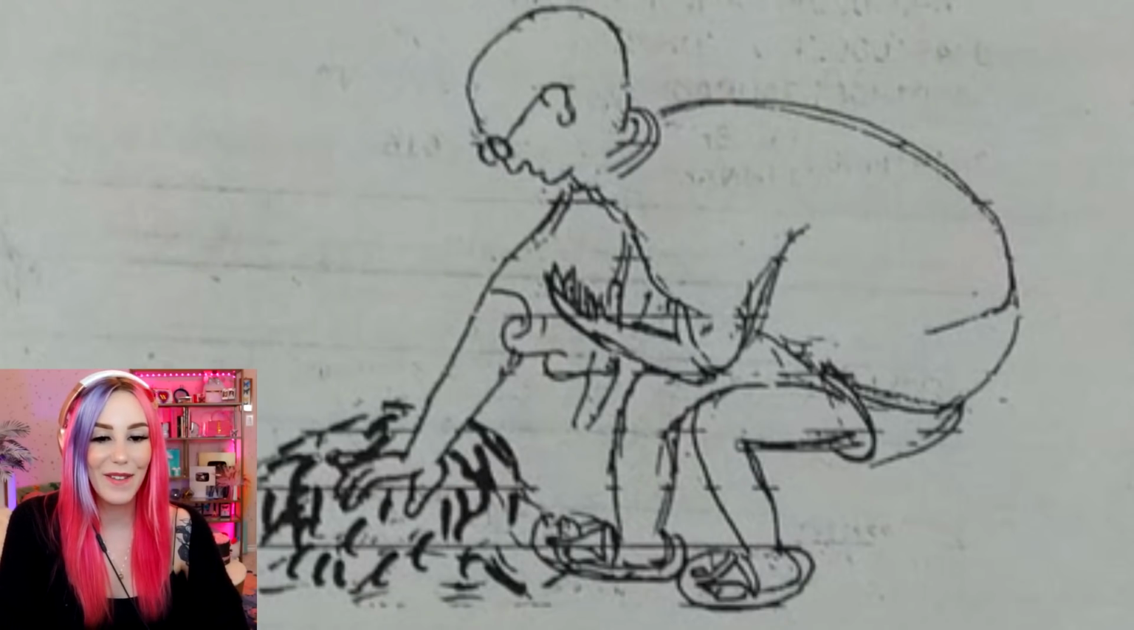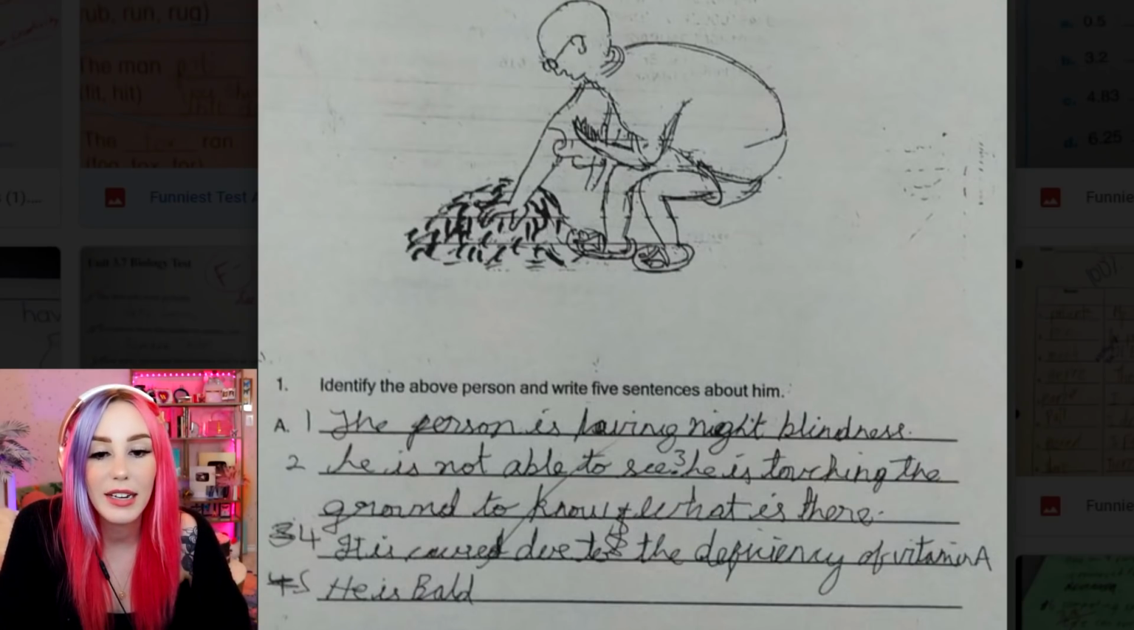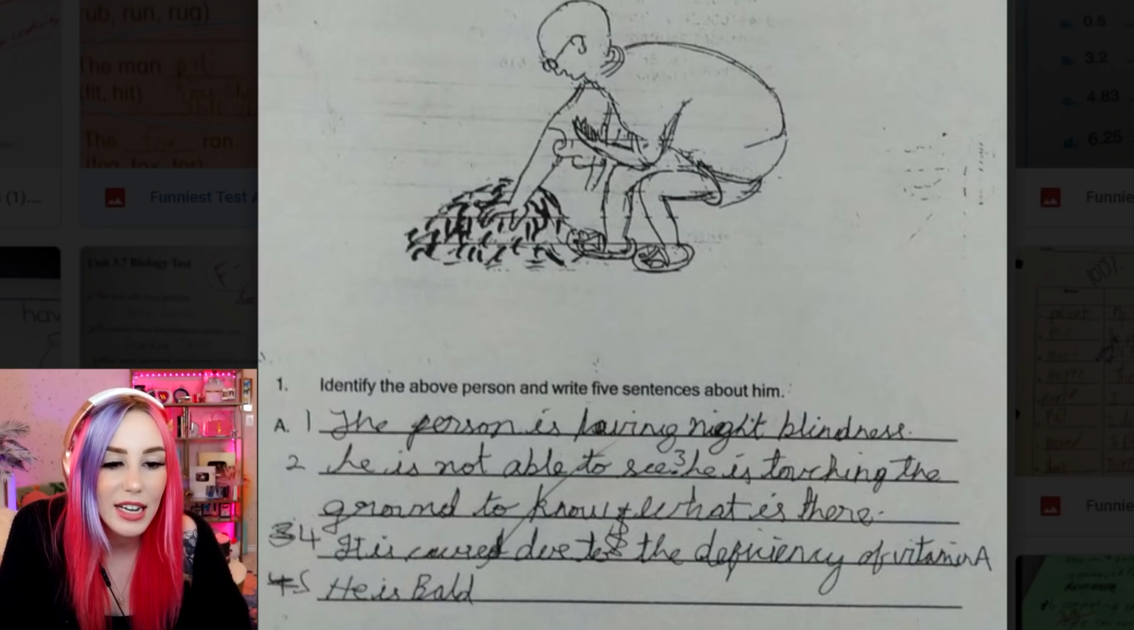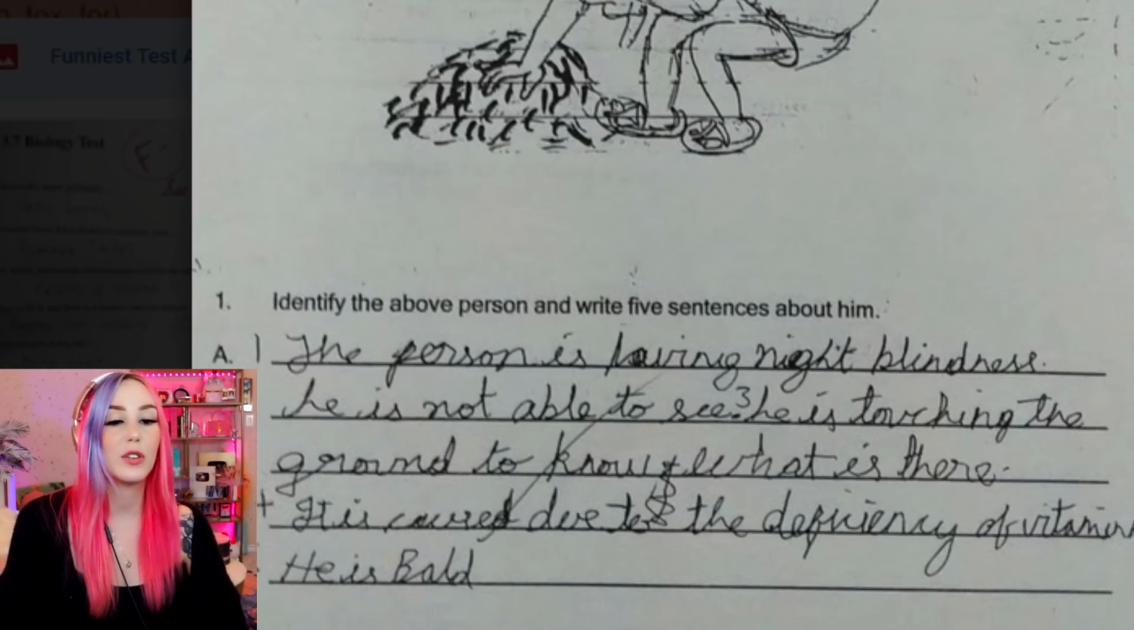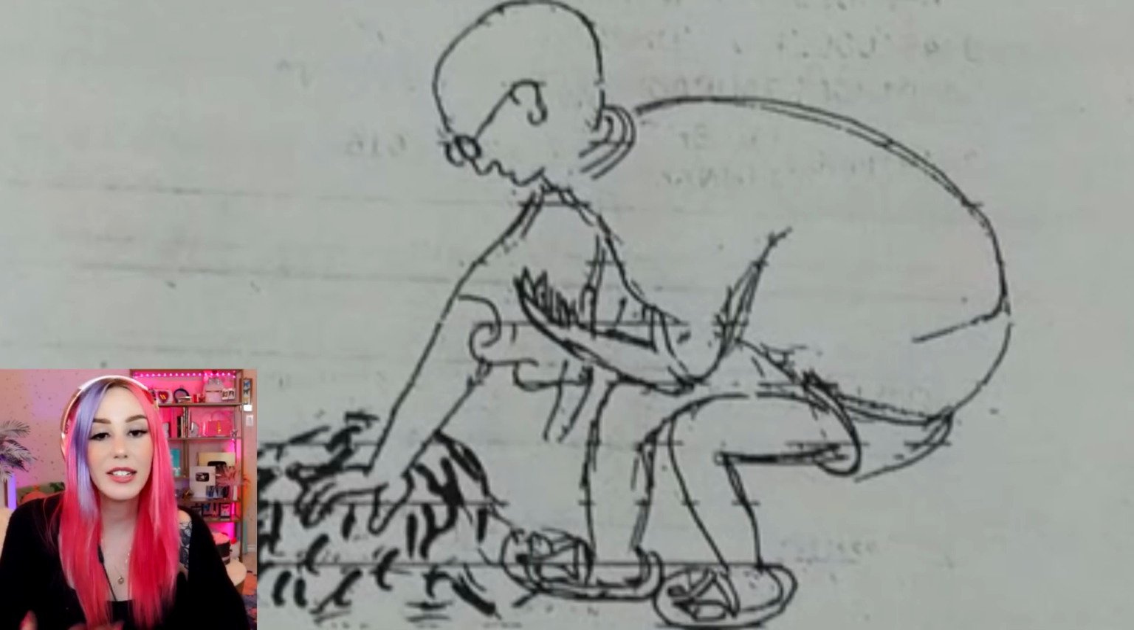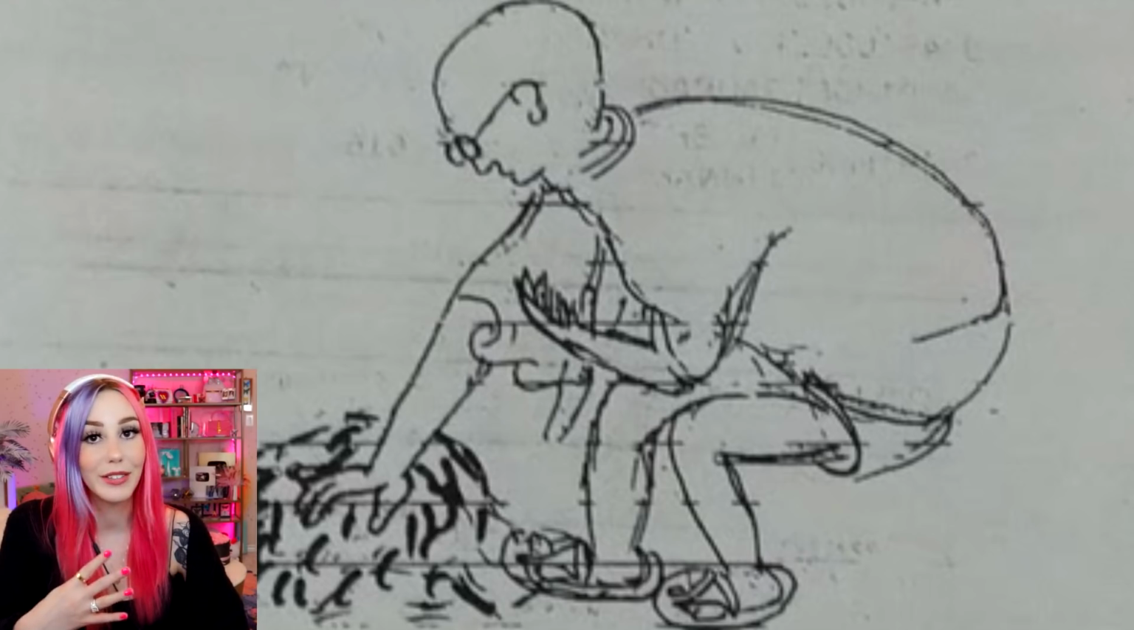Identify the person above and write 5 sentences about him. The person is having night blindness. He is not able to see and is touching the ground to know what is there. He might have a blindness due to deficiency of vitamin A. And 4, he is bald. Honestly, I would have just gotten the 4th one. Year 2004. I was born in 2004.